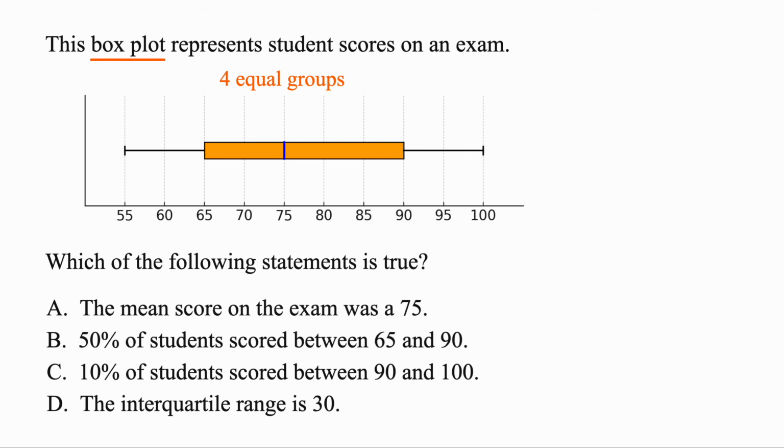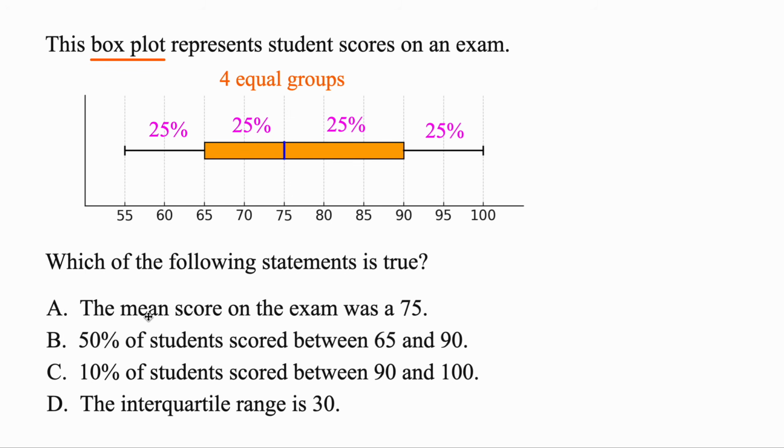here. So each chunk represents 25%. Therefore, 25% of students scored between 55 and 65, or within this whisker. Then 25% scored between 65 and 75, the median there, and so on all the way down there. Knowing this is going to help us with which of the following statements is true about this box plot.